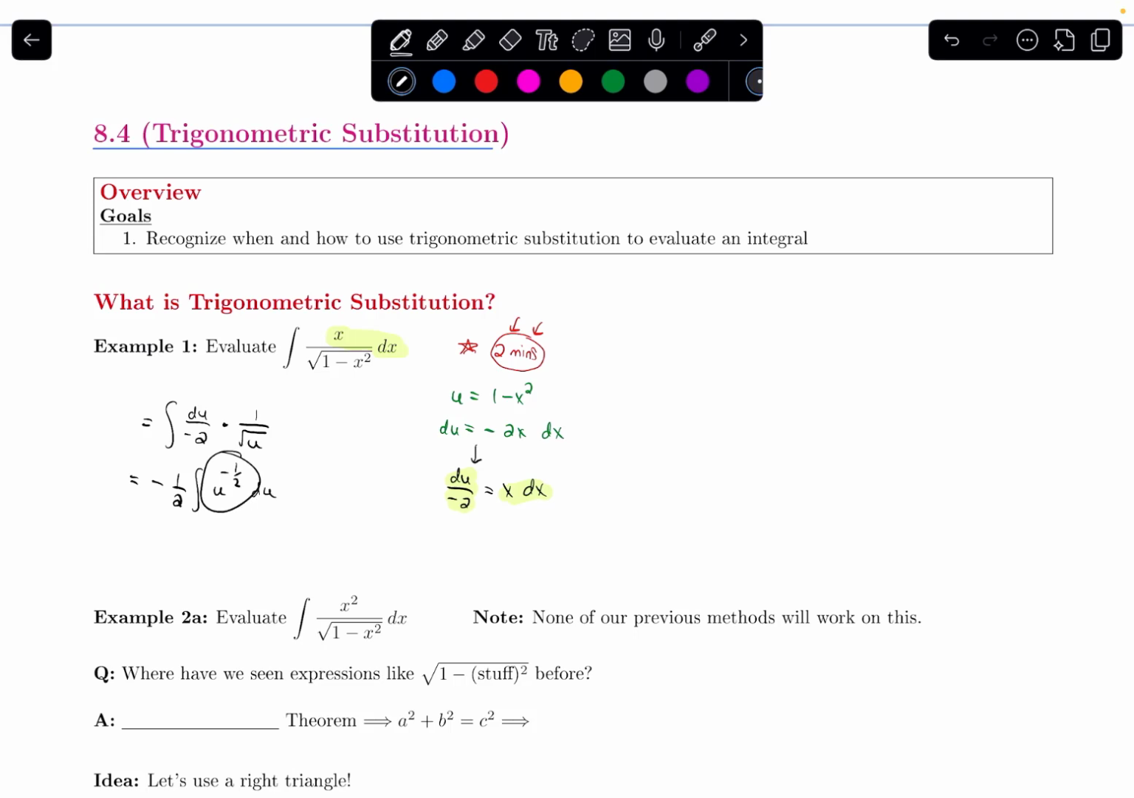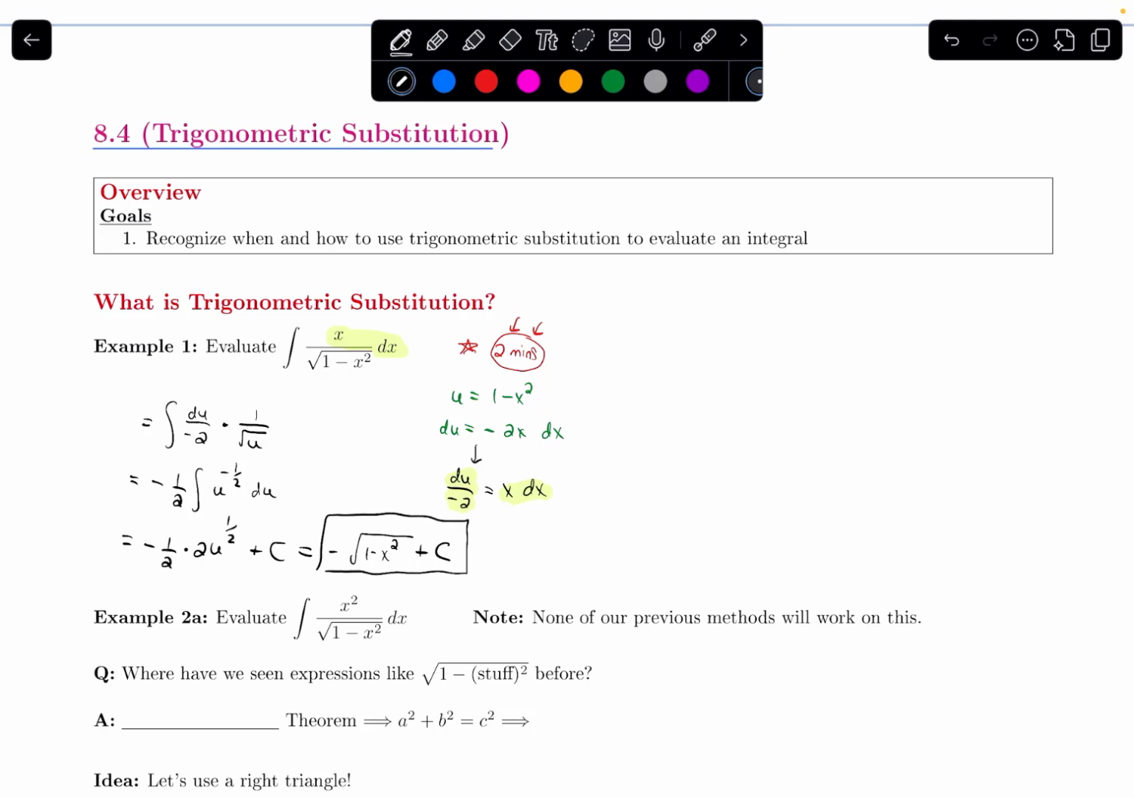Now I can do reverse power rule on this. So I keep that negative 1/2 in front. I add 1 to the power to get a u to the 1/2. And normally I would divide by 1/2, but that's the same thing as multiplying by a 2 in front. This is an indefinite integral, so I have to put my plus c. And then the 2's cancel, and I get negative square root of u. We plug back in for u to get the square root of 1 minus x squared, plus c. Okay, and that's my answer.